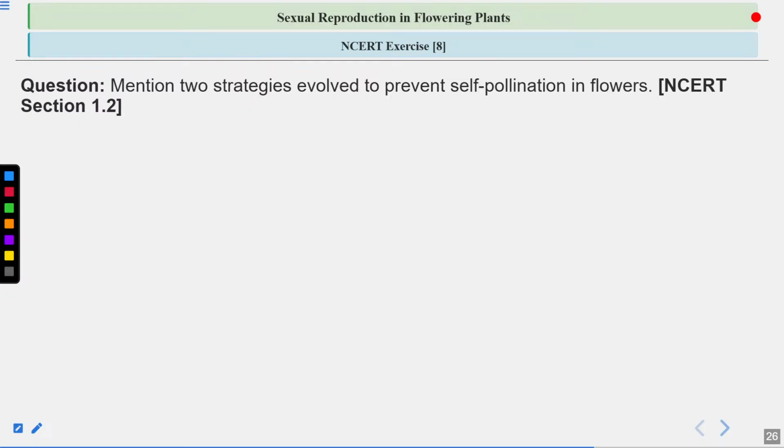Next question, question number 8. Mention two strategies evolved to prevent self-pollination in flowers. This is a very important question. You have to find out the two strategies that the plant itself evolved in its flower to prevent self-pollination. They do not want self-pollination to occur in the flower. So in the due course of evolution, they developed such strategies so that self-pollination should be stopped or could not take place, right? Let us see what those two strategies are.